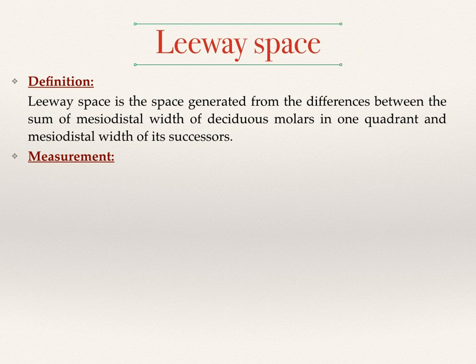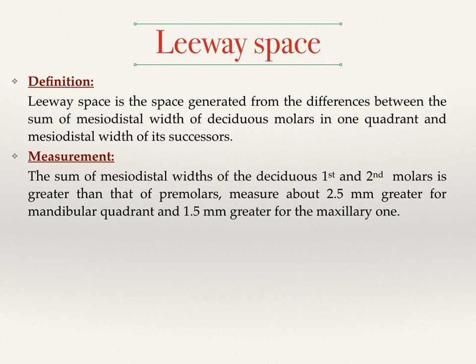The sum of the mesiodistal widths of the deciduous first and second molars is greater than that of the premolars, measuring about 2.5 millimeters greater for the mandibular quadrant and 1.5 millimeters greater for the maxillary one.